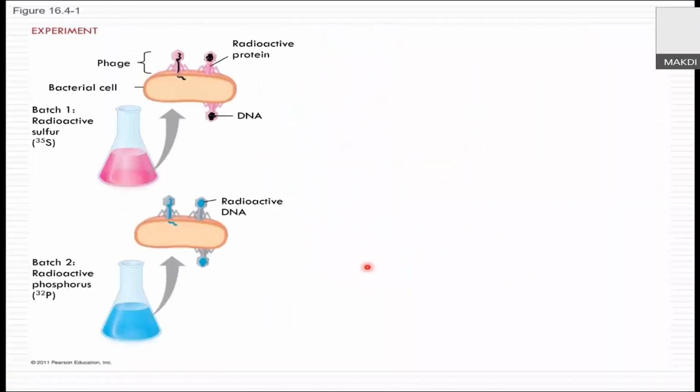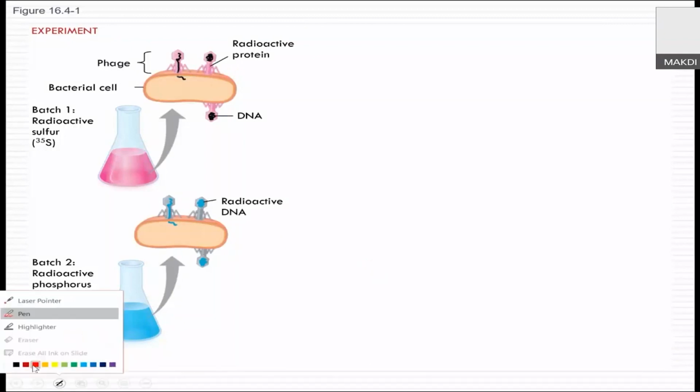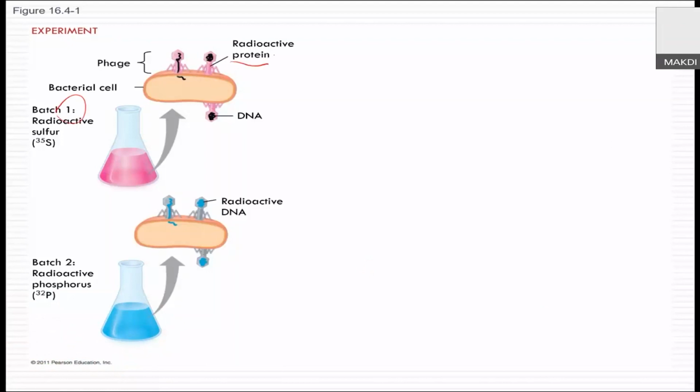Okay, so from the video, we know the experiment by Hershey and Chase, where they labeled viruses. You know the structure of the virus: they have a protein coat and genetic material. So they used two different labelings. In one experiment, batch one, they labeled the protein. Then in the second experiment, they labeled the genetic material.